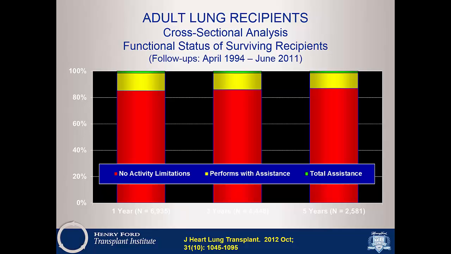Why it happens, again, we're not sure. We don't know why obliterative bronchiolitis happens. We have these things that are associated. We do feel that GERD is probably one mechanism. And why restrictive allograft syndrome happens, we don't know.